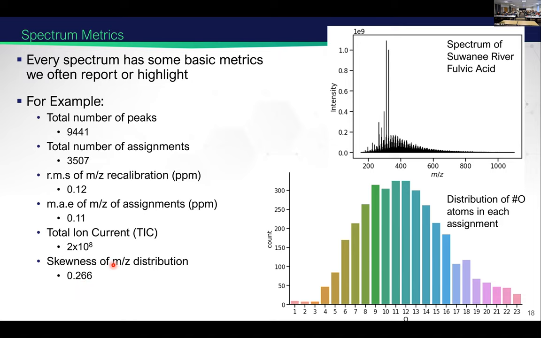And the skewness of the m/z distribution. This is a bit esoteric, but you might have noticed a lot of these spectra have a sort of normal distribution shape to them. And one of the metrics we can use to compare, especially our QCs, is: is that skewed normal distribution the same skewed normal distribution? Does it have the same mean? Does it have the same skewness? We can also look at, just as I mentioned before, the distribution of oxygen numbers in each assignment in our spectrum.